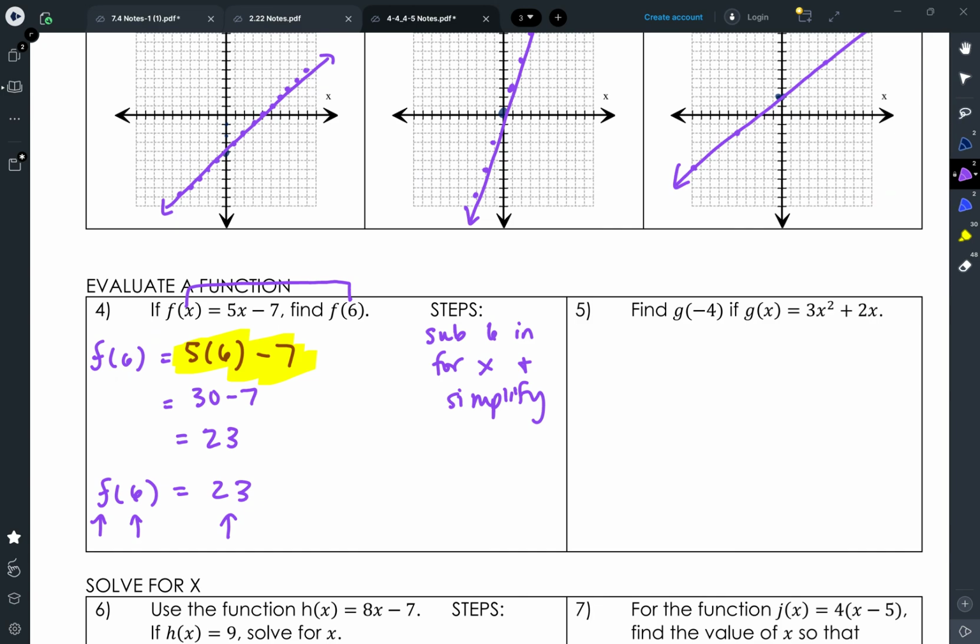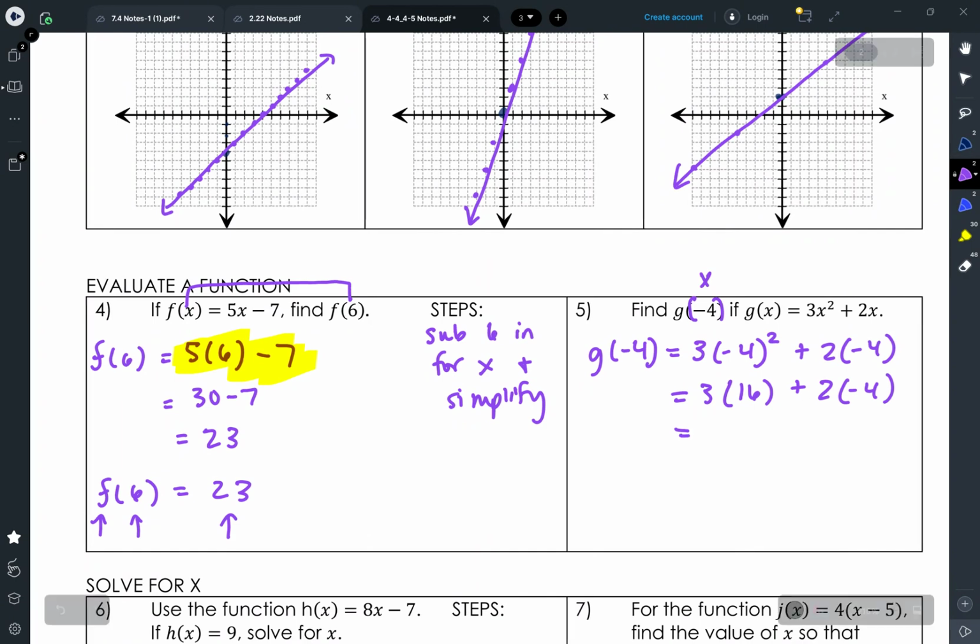I have negative 4 in my parentheses where my x is. That means I'm going to let the x equal negative 4. And so everywhere I see an x, I put in a negative 4. Make sure you have your negative 4 in parentheses when we're squaring it. Remember, it's not the same if we don't have it in parentheses. So negative 4 times negative 4, we would do exponents first. That's a positive 16. And then I would multiply left to right.